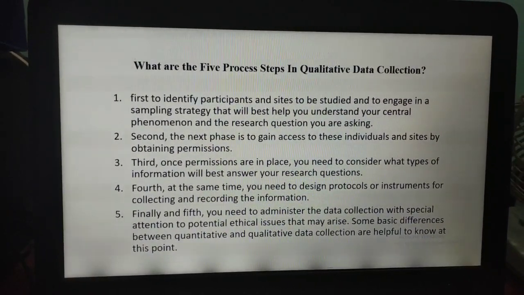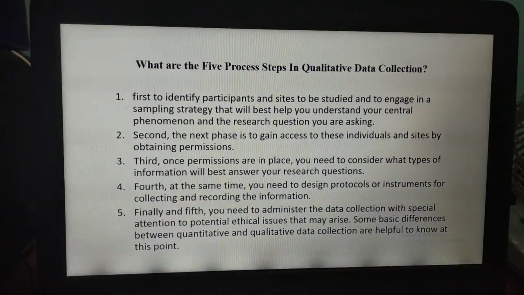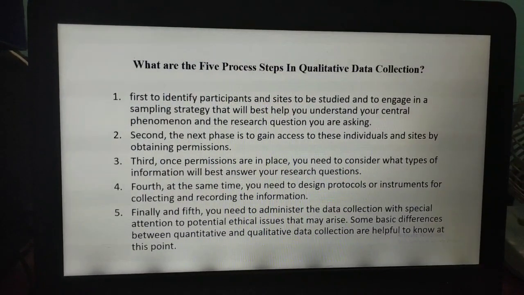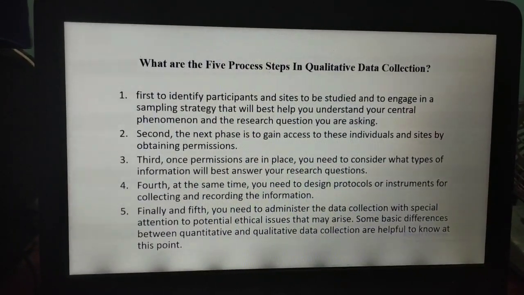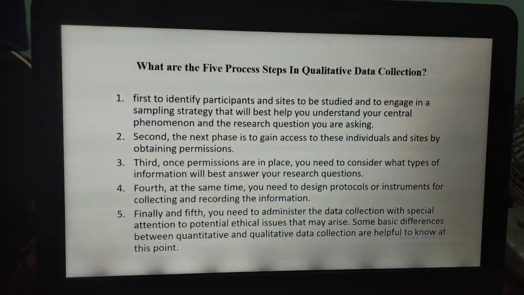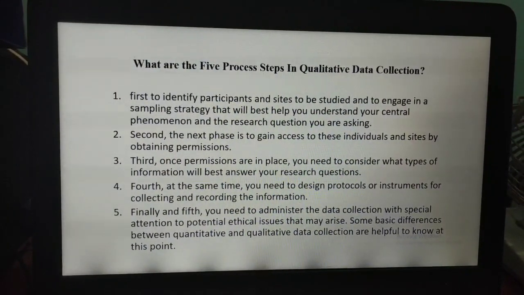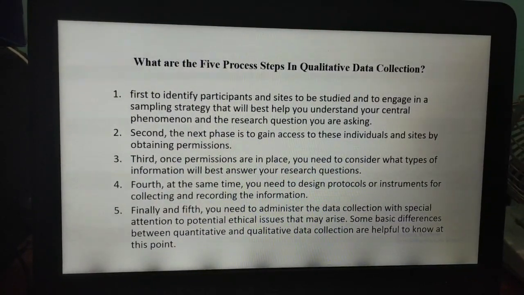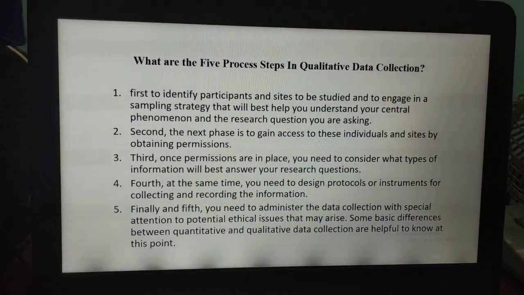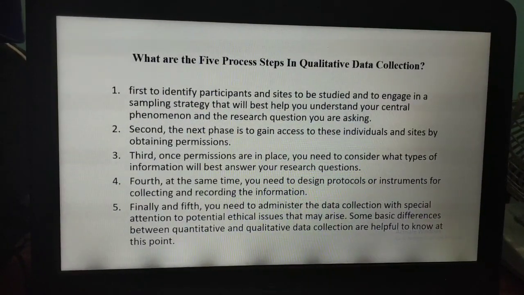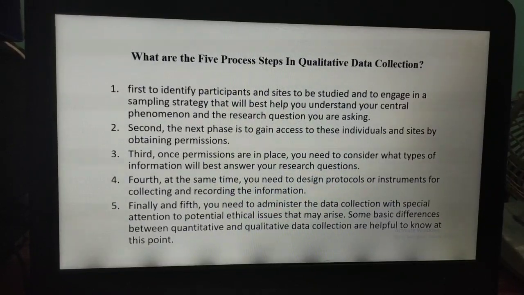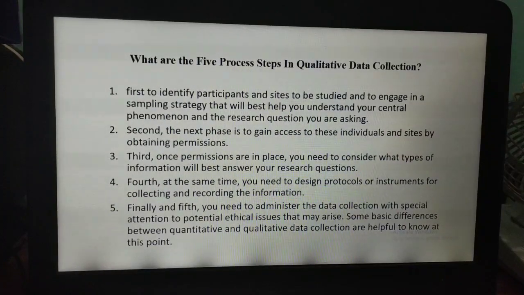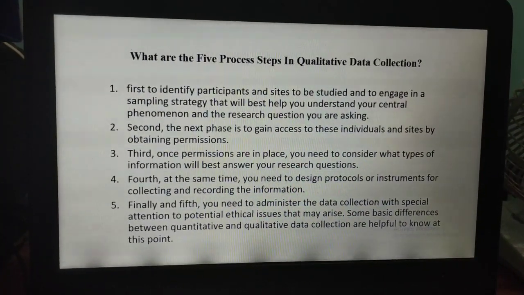The first is to identify. The next phase is to gain access. The third is, once permission is in place, to determine the data to collect. The fourth, at the same time, you need to design a protocol or instrument for collecting and recording the information. And last and finally, fifth, you need to administer the data collection with special attention to potential ethical issues that may arise.